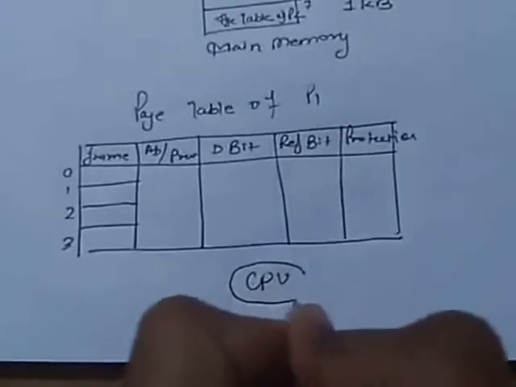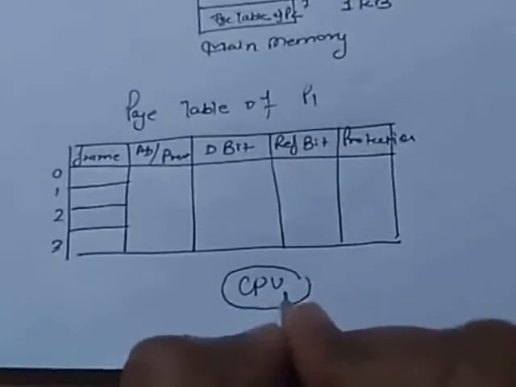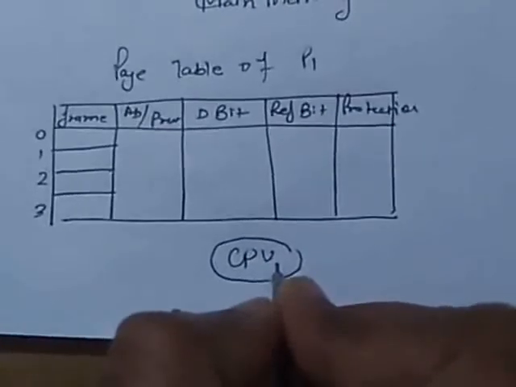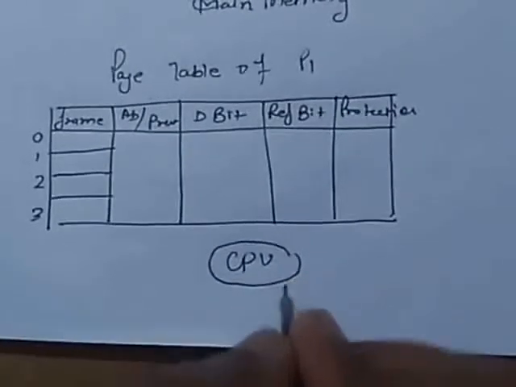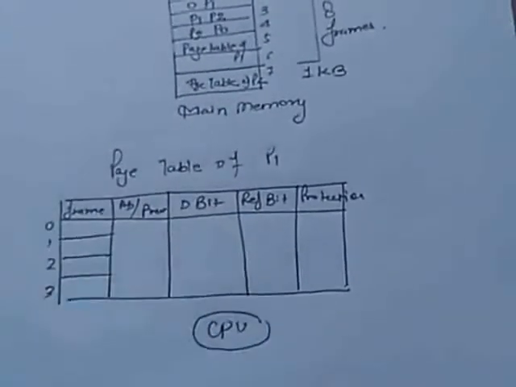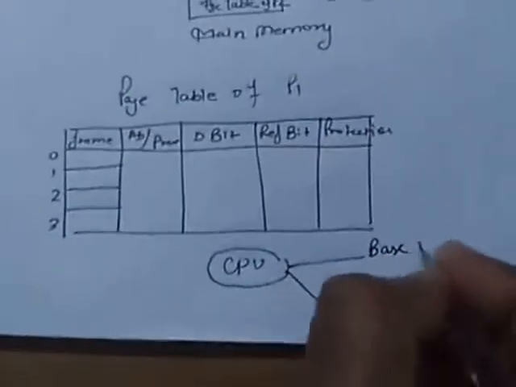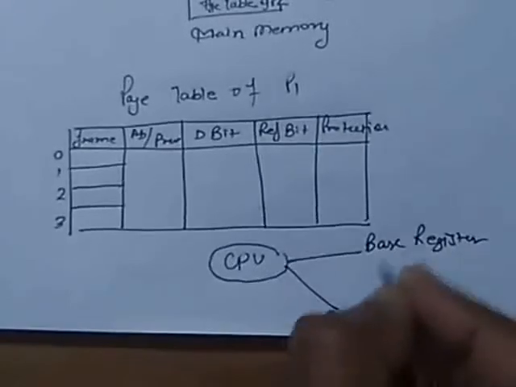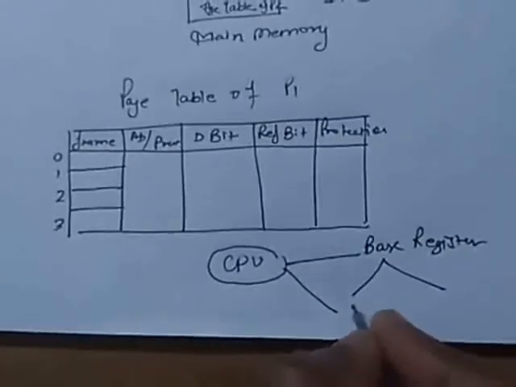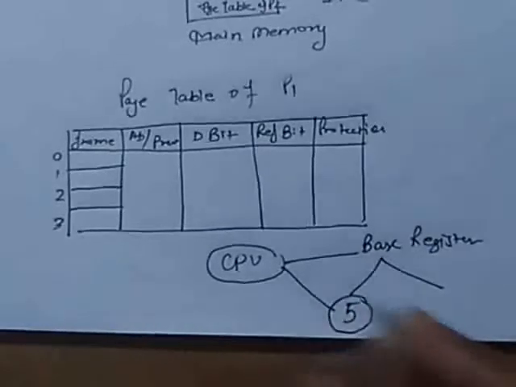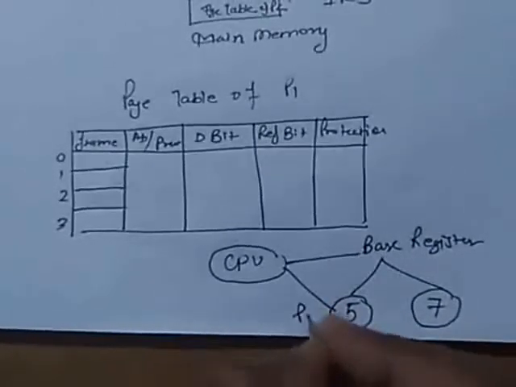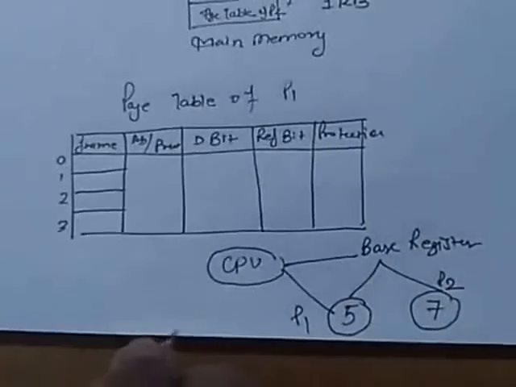Now here we have a CPU. The CPU contains a register which contains the base address of the page table, that is 5 in the case of P1, and 7 in the case of P2. So the CPU consists of the base registers, and this contains two things, the page table addresses 5 and 7. 5 is for P1 and 7 is for P2.